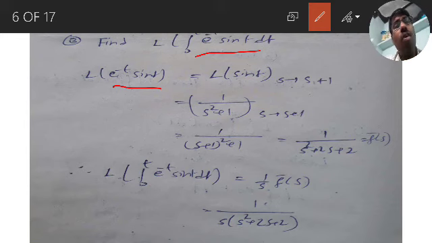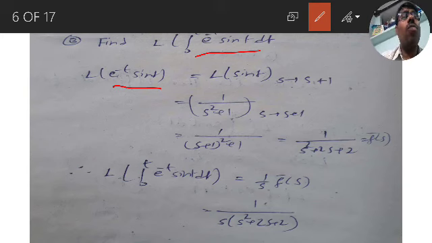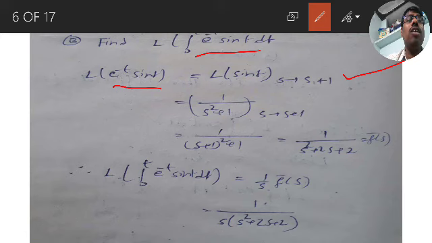Now L of f of t, that is L of e power minus t into sin t. So it is a product of two functions, and one of them is exponential, so it is the first shifting theorem. If it is e power minus at, then replace s by s plus a. Now here it is e power minus t, therefore replace s by s plus 1, that is L of sin t where s is replaced by s plus 1.